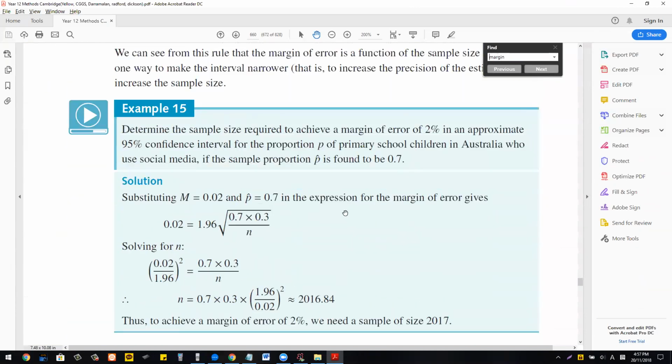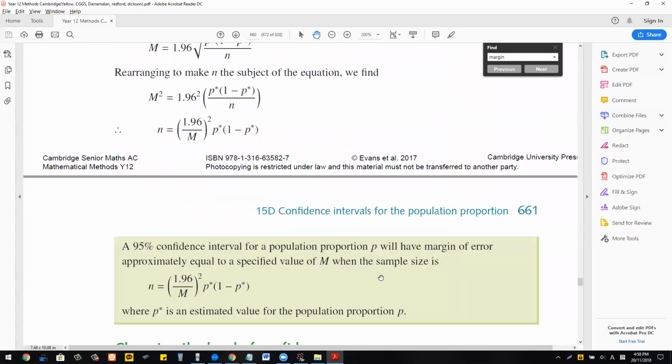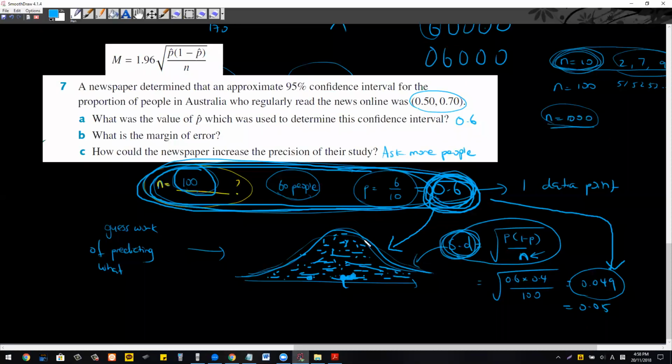Let's actually have a look at a chapter that has the margin of error. So here's a question. It says, determine the sample size required to achieve a margin of error of 2% in an approximate 95% confidence interval. Let me have a look. So this was 0.7. Margin of error of 2%. Okay, I understand what that means. Margin of error means this.